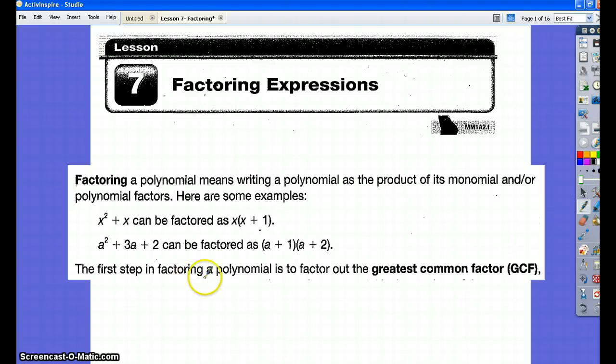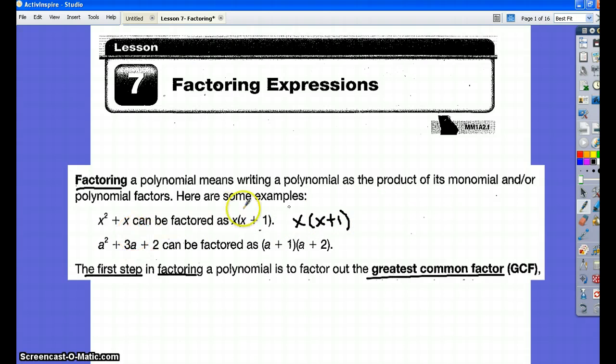Okay, we're going to be doing factoring today, so we're just going to factor, which means take out basically common terms. So the first step in factoring is to factor out the greatest common factor. So what's the biggest factor that they both have in common? So for instance, in this example, x squared plus x, they both have an x, so you can take an x out. If x goes into x squared, it'd be x, and just an x is left over.